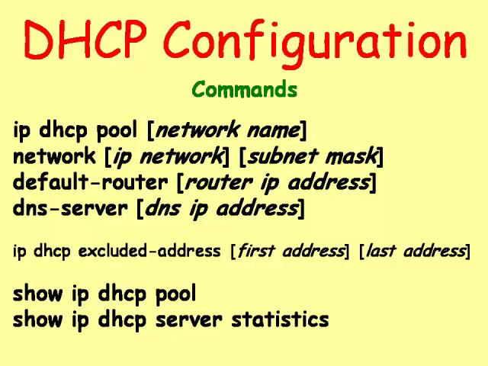The ip dhcp excluded-address command defines the IP address range that the server is not allowed to offer. The show ip dhcp pool command and the show ip dhcp server statistics command are both very useful in verifying that the DHCP configuration is set up correctly.